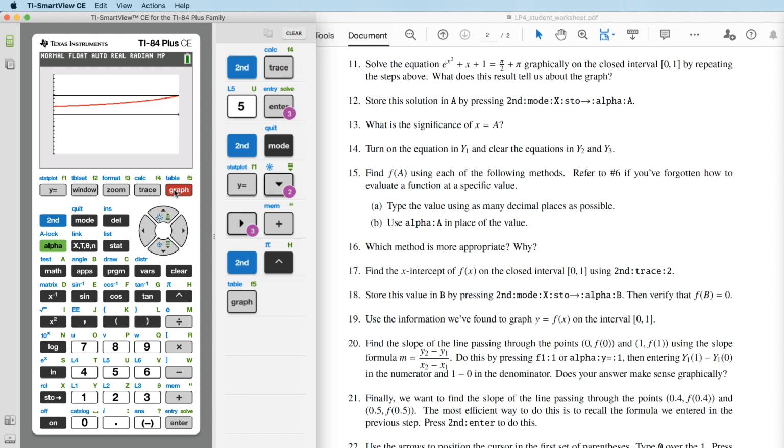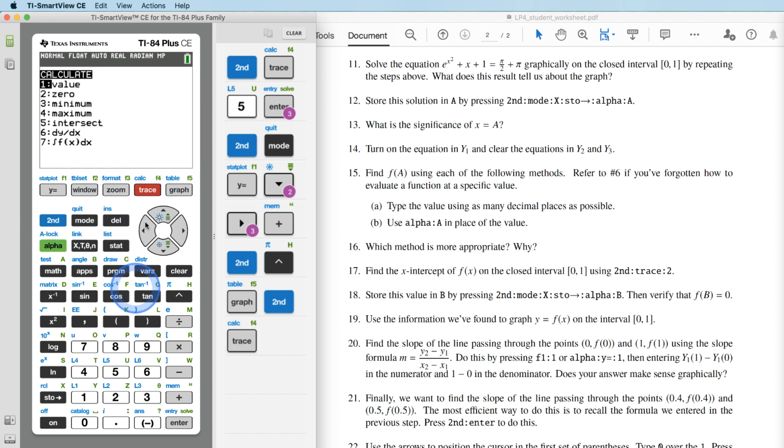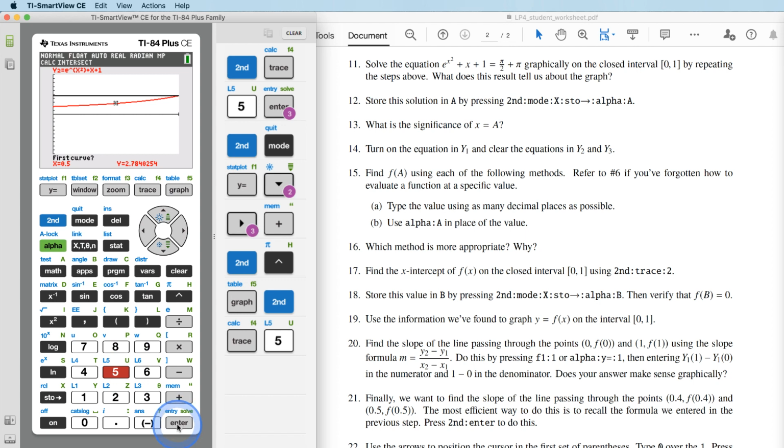So now it looks like they do intersect. Again, it's a little hard to tell, but if they do intersect, it's going to be over here on the right-hand side. So let's go ahead and intersect this again and see what we get. So second calc, 5, and then you can just hit enter, enter, enter. It's pretty quick. And they do, in fact, intersect. They intersect when x is 0.9990834.